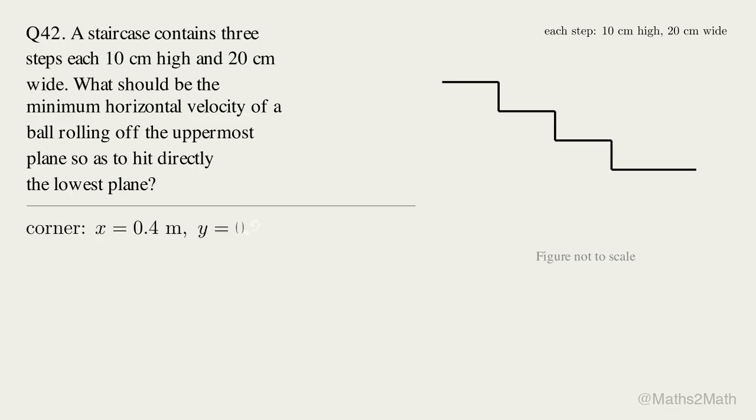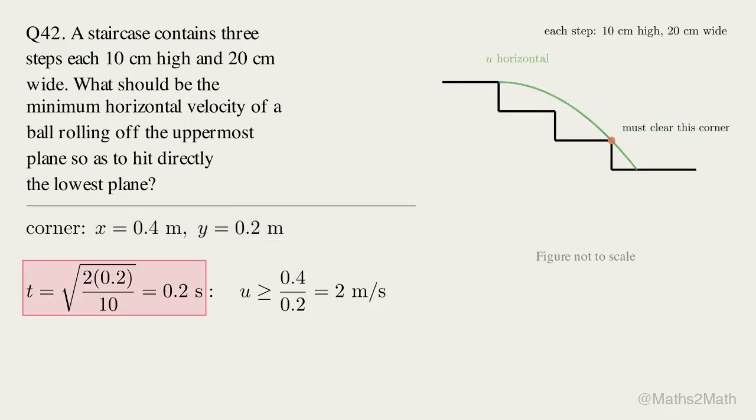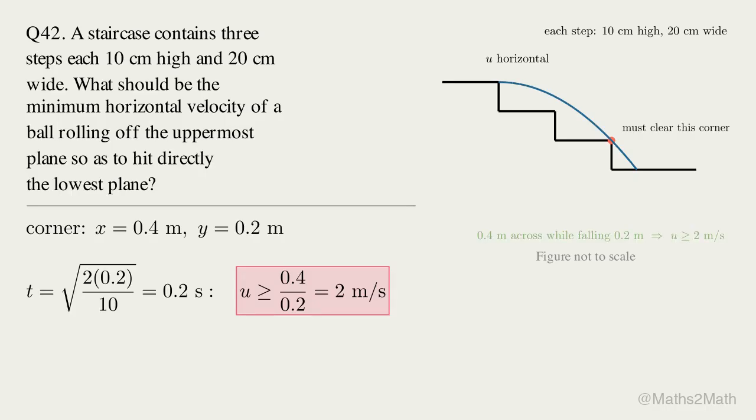The critical corner is 2 steps across and 2 steps down. 0.4 meters out, 0.2 meters below the launch level. Falling 0.2 meters takes root of 2 times 0.2 over 10, 0.2 seconds. Crossing 0.4 meters in that time needs at least 2 meters per second.